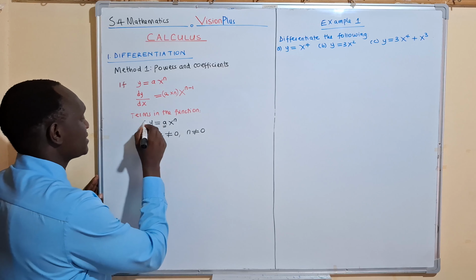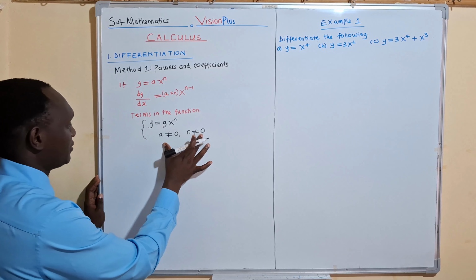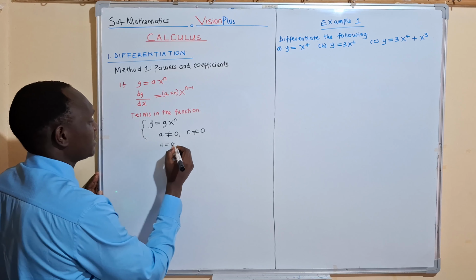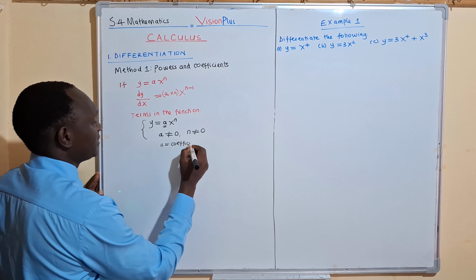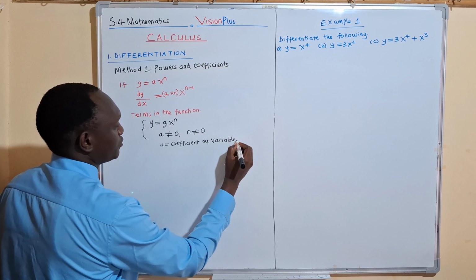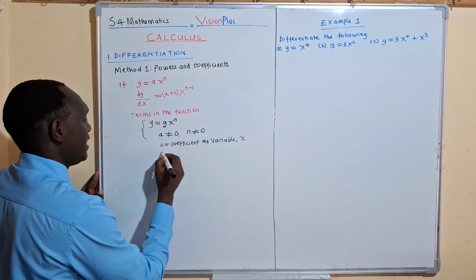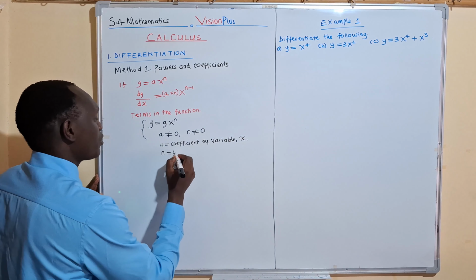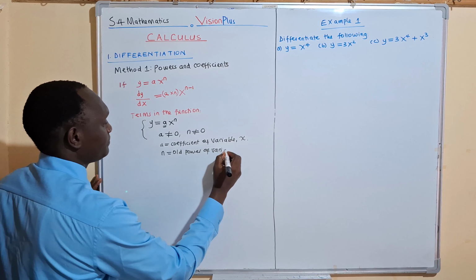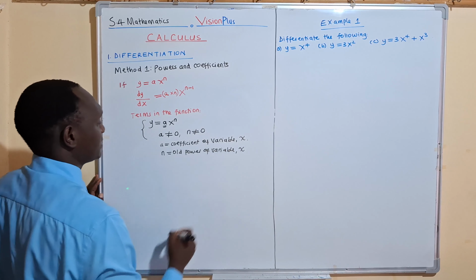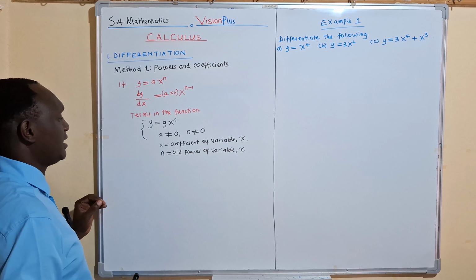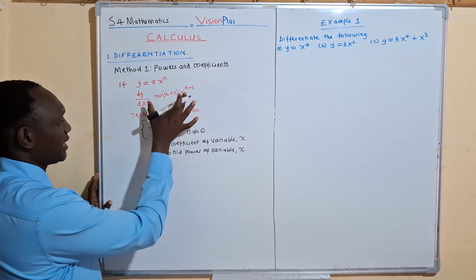So these are terms of the function. a is the coefficient of the variable, which is x in that case. n is the whole power of the variable x.